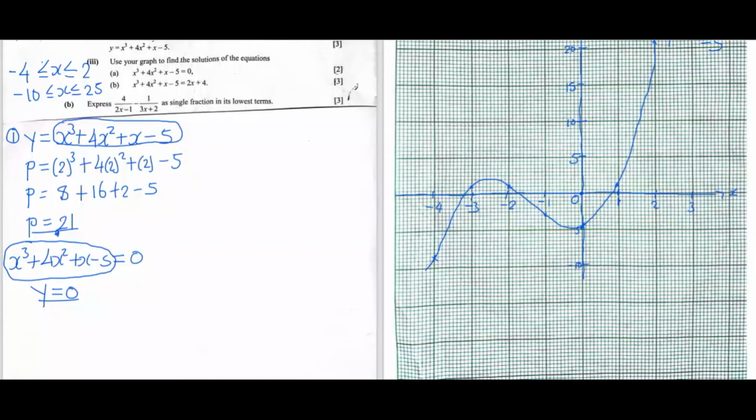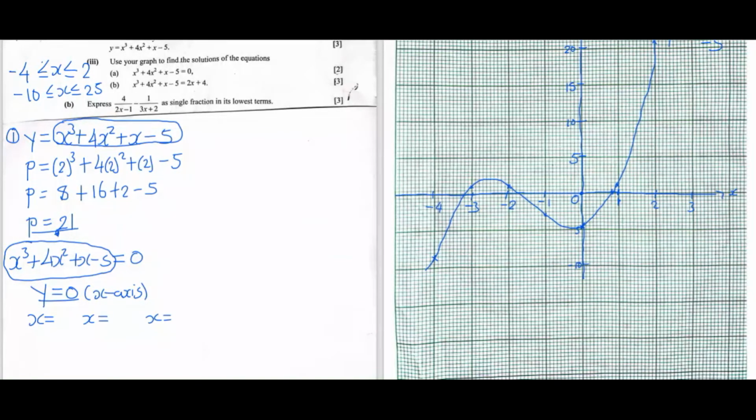Now if we look at y equal to 0, we are looking at the x-axis, because the x-axis is where y is equal to 0. So the answers are where the curve is cutting the x-axis. The first point is here.